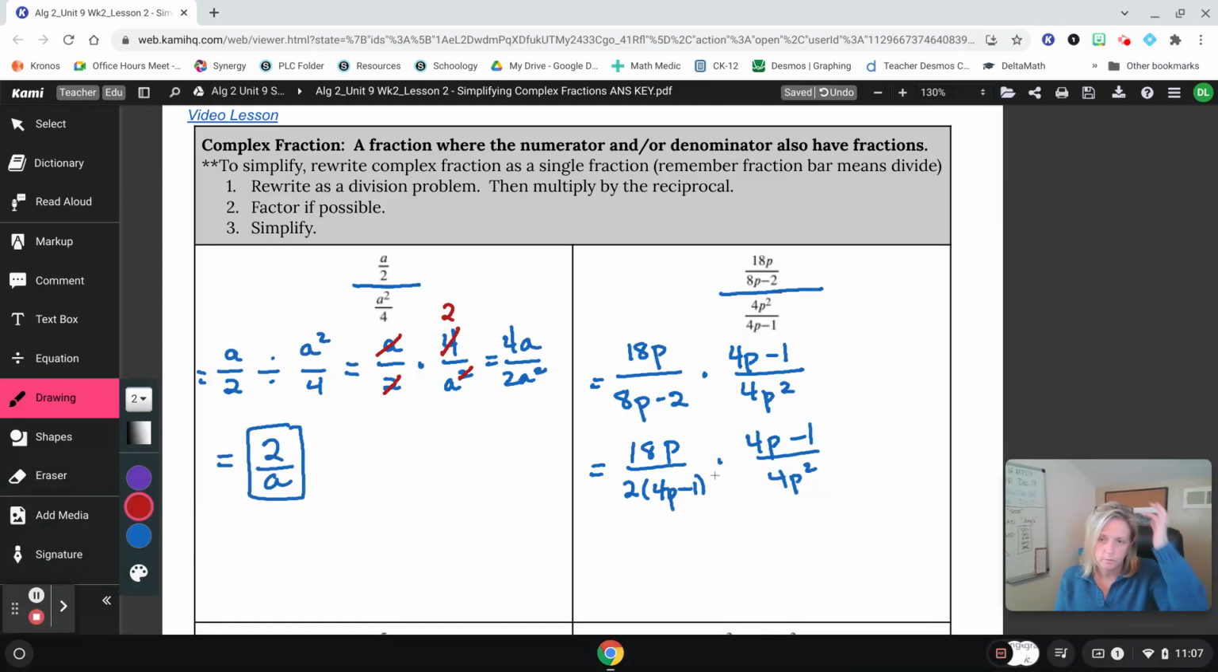Or again, like I said, if you want to multiply through, you can do that. So the 2 and the 18 will factor. The 4p minus 1 will factor, and the p's, we can reduce those. So this will give us 9 over, and then we're left with 4p on the bottom.